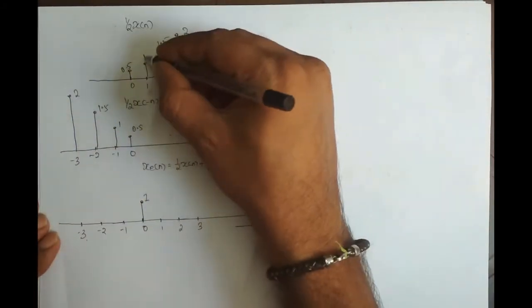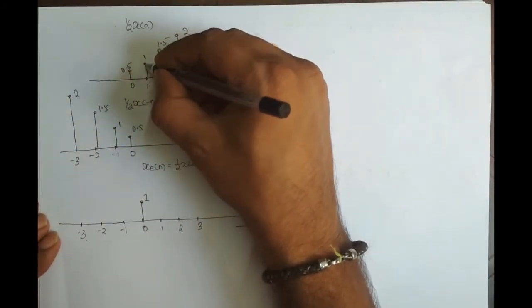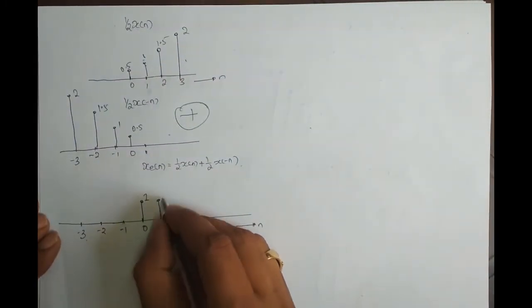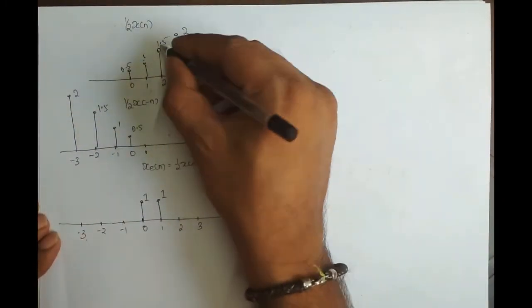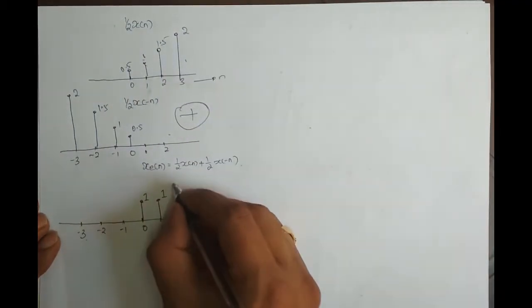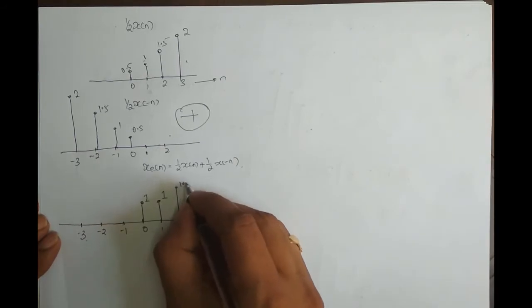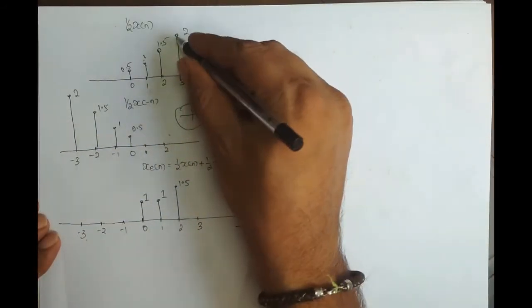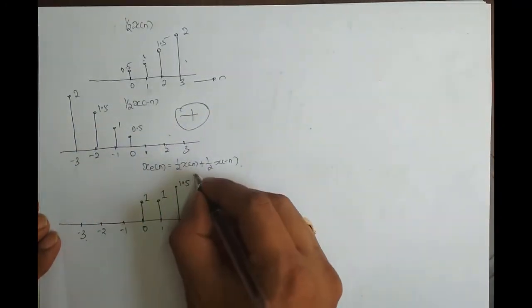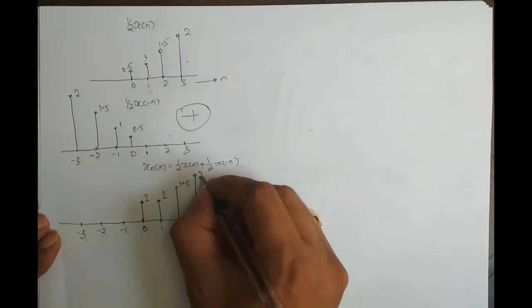At n equal to 1, what is the output of the first signal? It is 1. What is the output of the second signal? It is 0. So 1 plus 0 is 1. At n equal to 2, what is the amplitude of the first signal? 1.5. What is the amplitude of the second signal? It is 0. So 1.5 plus 0 is 1.5. At n equal to 3, what is the amplitude of the first signal? 2. Plus at n equal to 3, what is the amplitude of the second signal? It is 0. So 2 plus 0 is 2.